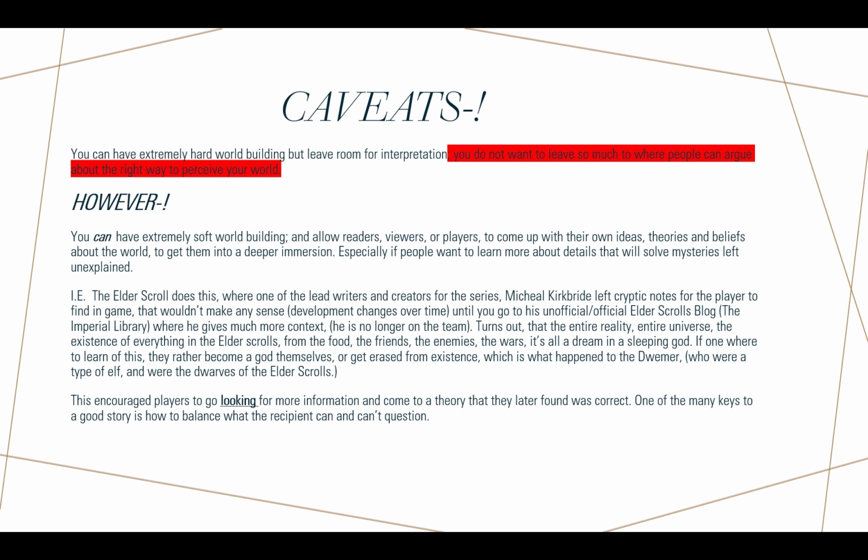Anyways, so this is what happened to the Dwemer, who were a type of elf, or, well, the dwarves of Skyrim, and they achieved absolute zero sum. That's what it was, zero sum, and then you nope out of existence. Zero out, I say. You'll probably hear me say that in later videos.